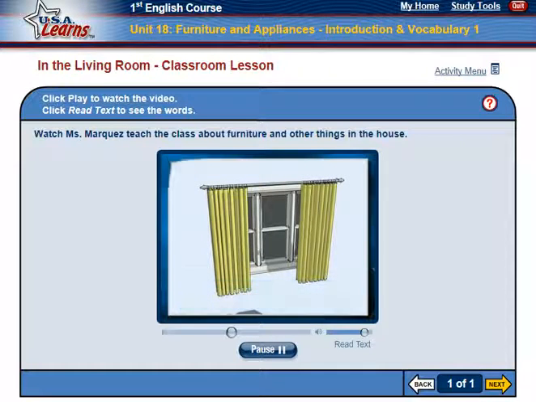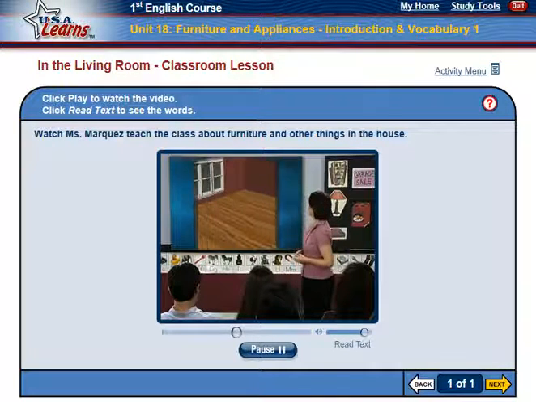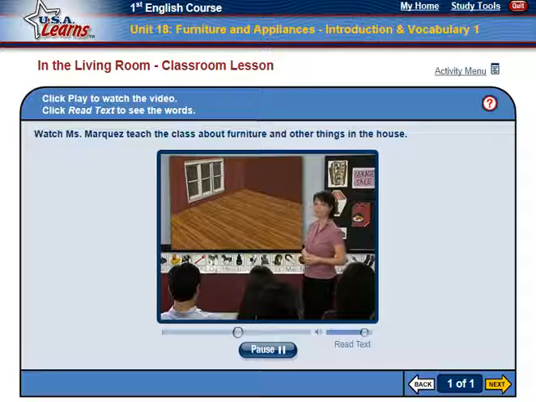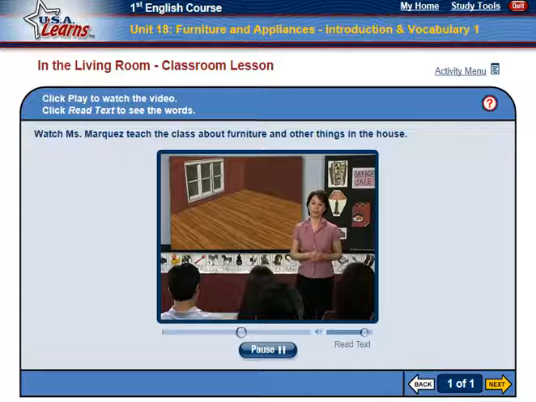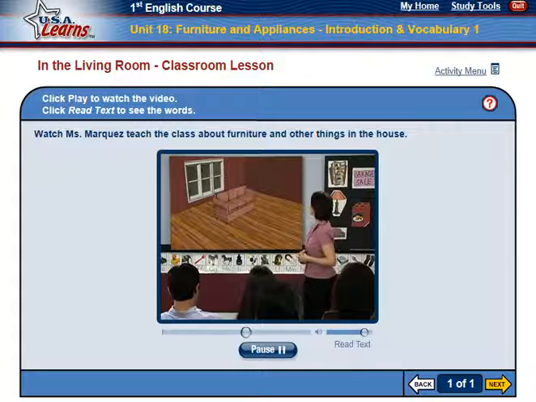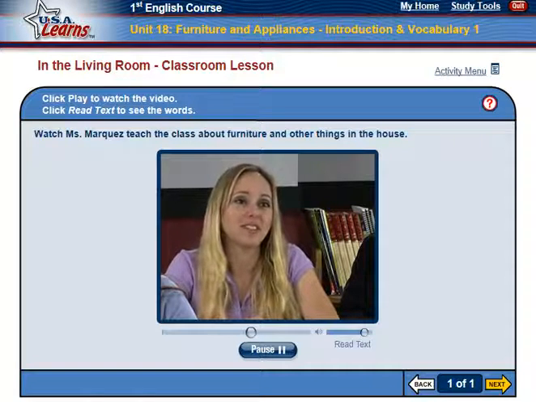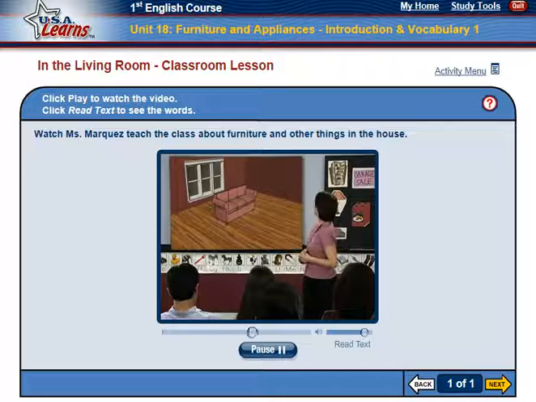Now that we know the names of things we have in a home, let's practice. This is a living room. We need to furnish it. What do we put in a living room? Luis. A sofa. Good idea. A sofa. Elena, what else do we need? A coffee table. Yes. A coffee table.